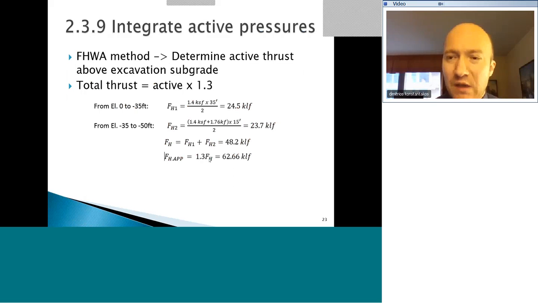So the idea is that with the FHWA approach, we have to integrate the active thrust. We're using a factor of 1.3. So we integrate all the different components above and below the water table, and we'll come back with 62.66 kips per linear foot with a factor of 1.3. Now, in some codes, in some other specifications that I've seen around, not FHWA necessarily, you might be actually playing with this 1.3. There's a recommendation to lower it as much as 1.1 for some types of structures.